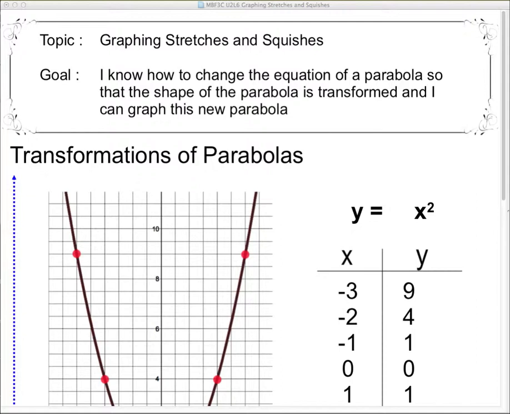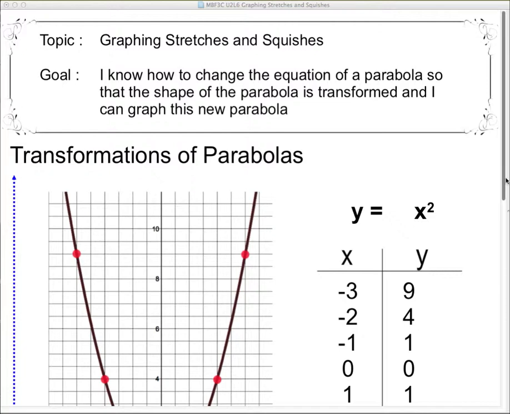We're talking about graphing, stretches, and squishes today. Squishes is not actually a technical math term. The technical math term there is called compressions, but I like squishes a little bit better. Our goal today: I know how to change the equation of a parabola so that the shape of the parabola is transformed and I can graph this new parabola.